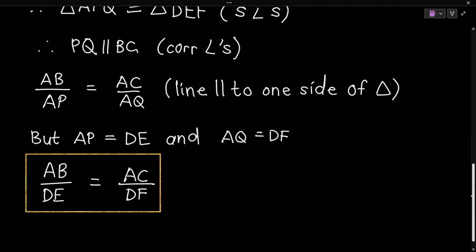Your third step is you are going to make use of the proportionality theorem in your big triangle to show that the sides are in proportion. And all you have to do from there is replace the denominator or the denominators with what they are equal to. Here, AP was equal to DE and AQ was equal to DF. So that is your similarity theorem proof.